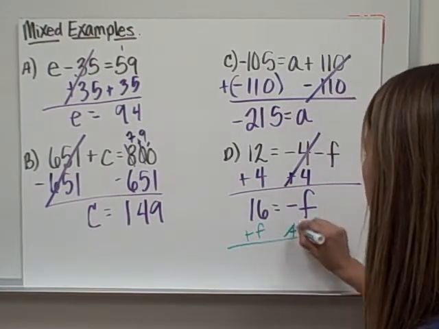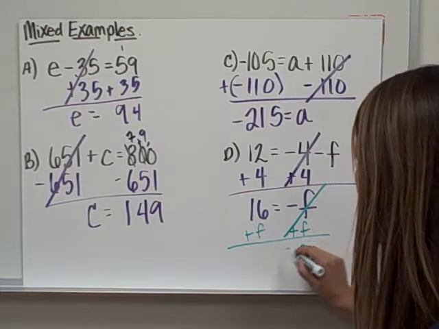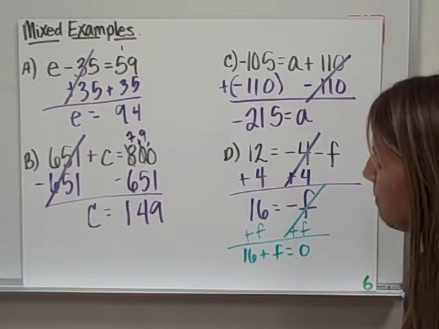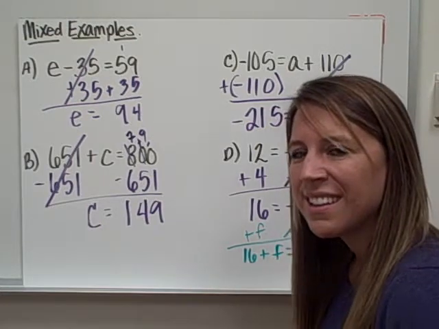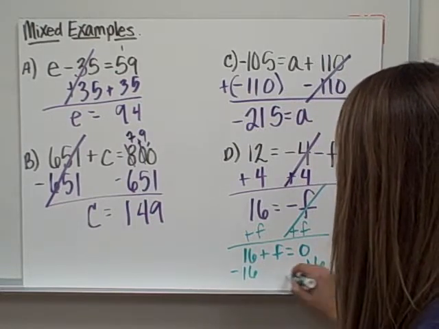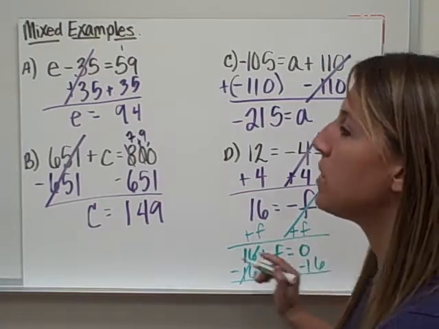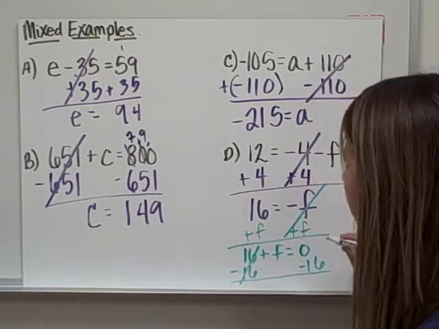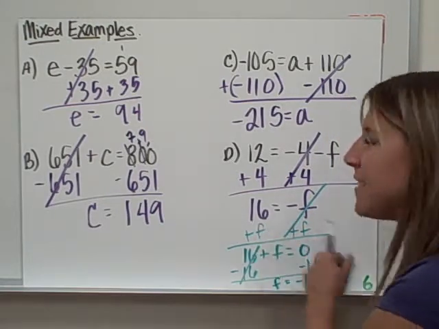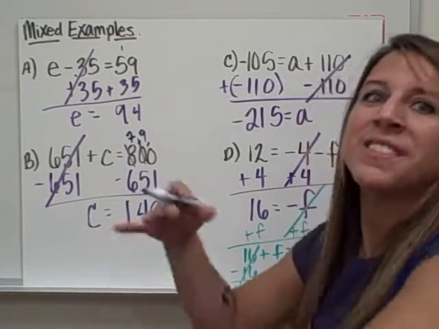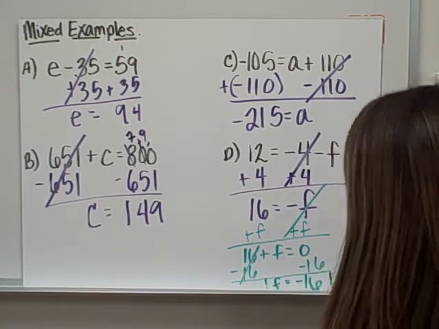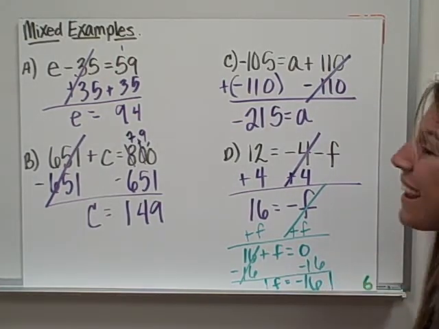When I do that, what am I left with over here? 0. And what's over here? 16 plus f. If 16 plus f equals 0, how can I get to what f equals? I can subtract 16 from both sides. Now, you didn't have to take this step if you understand what we talked about in the last board. But now you're left with f equals negative 16. We knew that 16 equals negative f, so f equals negative 16. But here you can see that I can move things around my equation still to prove it. So f equals negative 16.